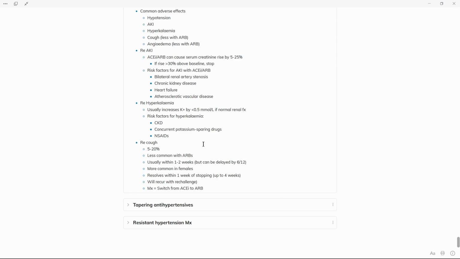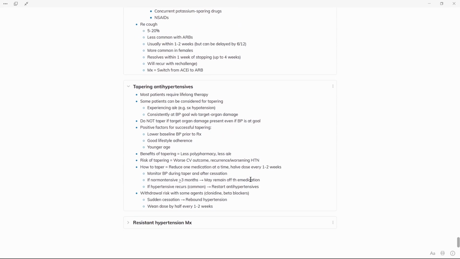Interestingly, cough as a side effect of the ACE inhibitor is more common in females, and it resolves within 1 week of stopping, but it can be a bit slow in some patients, taking up to 4 weeks to go away. And if you restart them on an ACE inhibitor again, their cough will return. The management, if a patient develops a cough on an ACE inhibitor, is to switch to an ARB. And if they still get a cough on an ARB, then it depends on whether or not they can tolerate the cough. If they can't, which is usually the case, then you can't use the ARB.